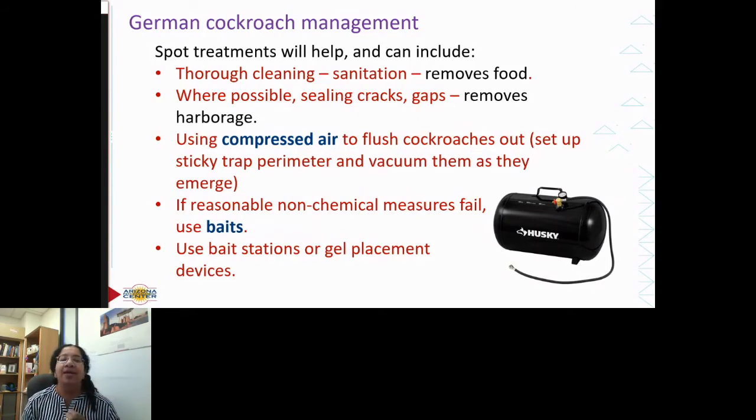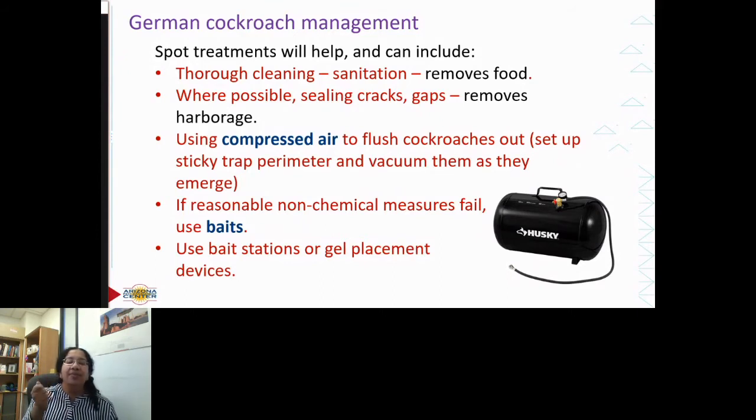That's one step. Wherever possible, seal cracks and gaps, right? They like tight spaces. They like to hide, squeeze in between cracks and gaps and hide. So when you seal those, you're removing their harborage, or places where they like to rest, right? Second step. Use compressed air, another spot treatment, to flush cockroaches out. So, we know they hide, right? So we know places where they hide.